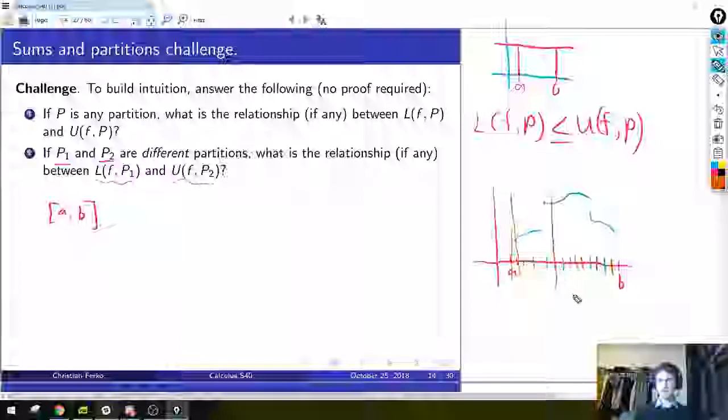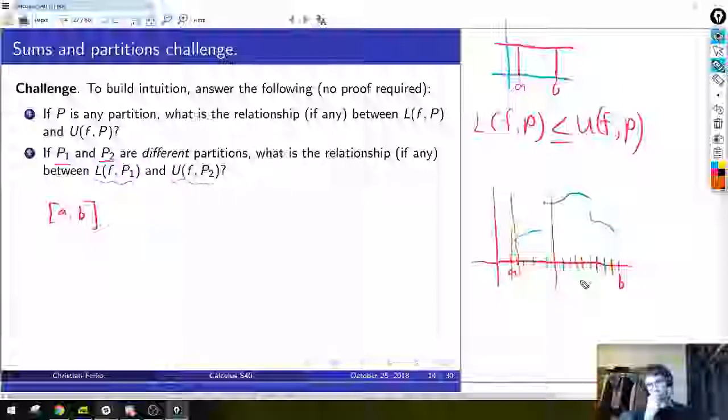Maybe I'm wrong. Do you have a counterexample? Maybe you're thinking about something that jumps around a whole lot. What'd you say? Let me think.